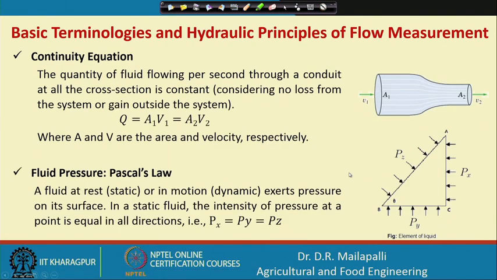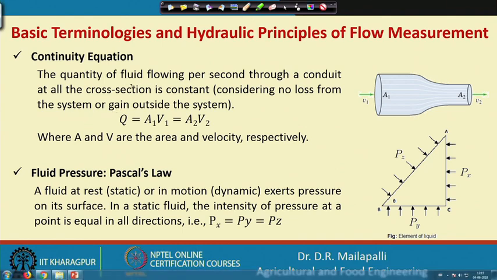So, the next is the continuity equation, which is very important when you are talking about measuring fluid at 2 or several points, not only 2 points, but more than 1 point. So, you can use the continuity equation. What exactly is the continuity equation? It states that the quantity of fluid flowing per second through a conduit at all sections is constant, considering no loss from the system or gain from outside the system.